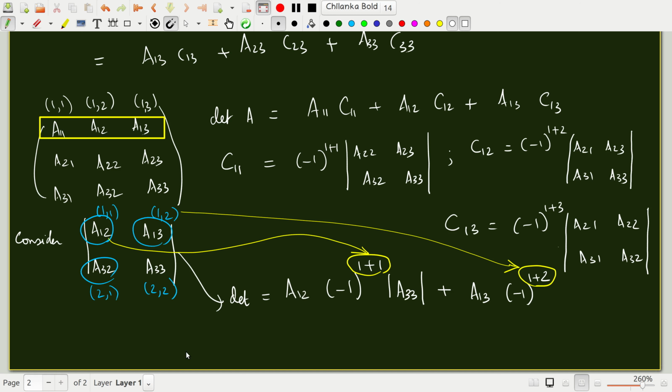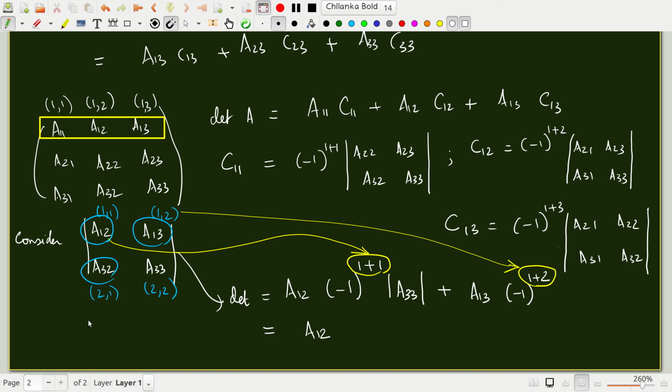Suppose I were to ask you to calculate the determinant of a 10 by 10 matrix, you can write an algorithm in a computer using the Laplace expansion. Okay, there is no other way. This is the fundamental definition of a determinant. Okay, so this is nothing but this is A12.